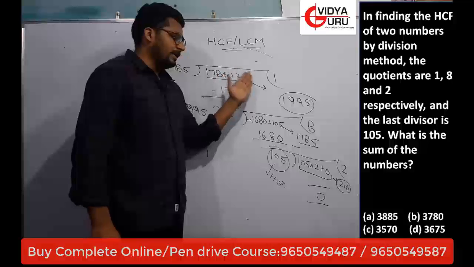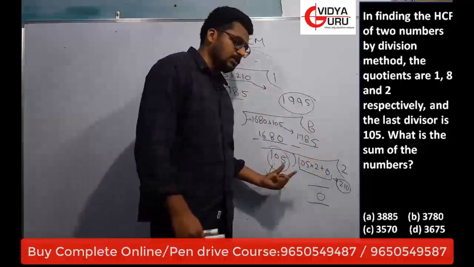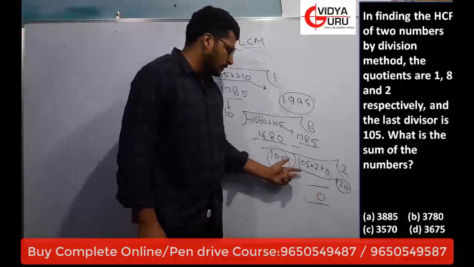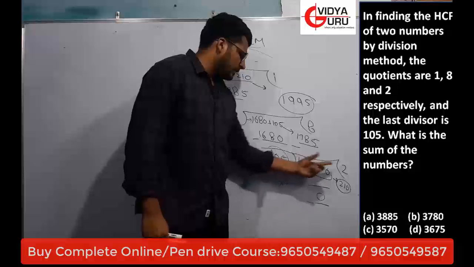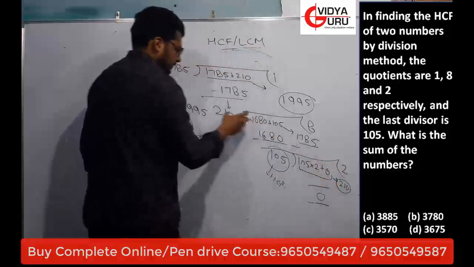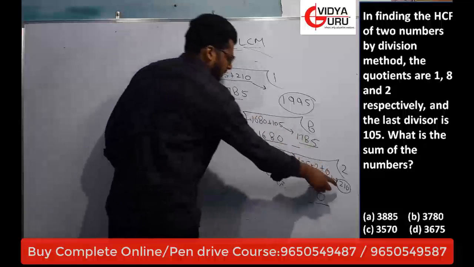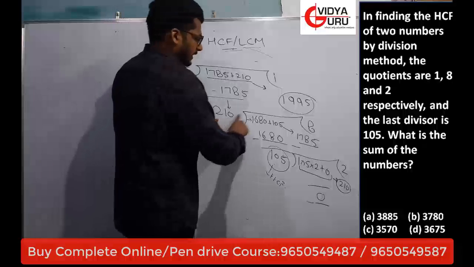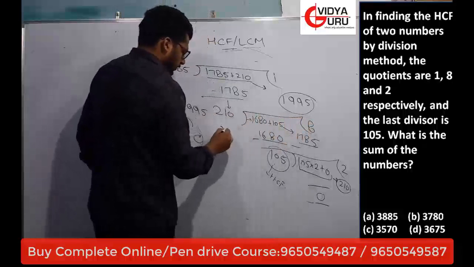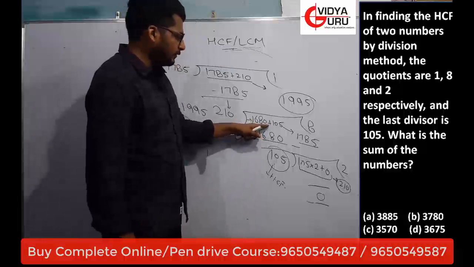On finding the HCF by the division method, the quotients were 1, 8 and 2, and the last divisor was 105. That means this is the HCF, and the remainder here will be 0. So what will be the number here? Divisor into quotient plus remainder, 210, and this number is taken from here. This is the divisor. So here will be 210 and we have multiplied by 8. So 210 into 8 will be 1680.